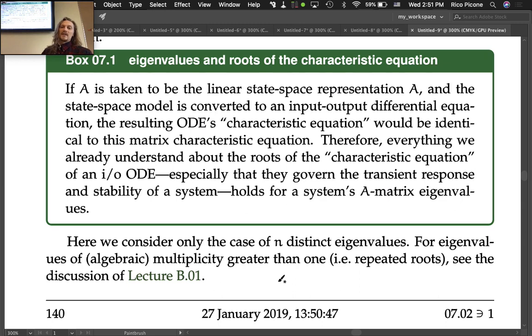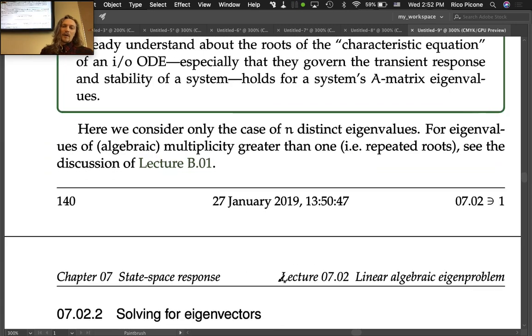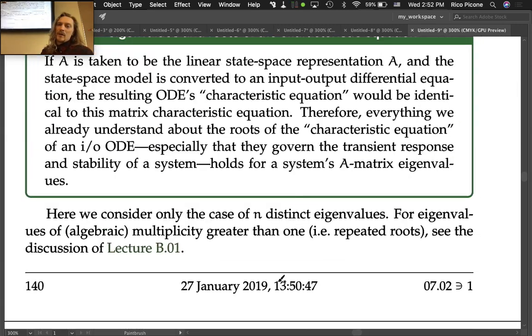We're going to focus in this class on systems that have A matrices with n distinct eigenvalues, which is most systems, so it's good. All right, we'll come back and do the example on Friday.